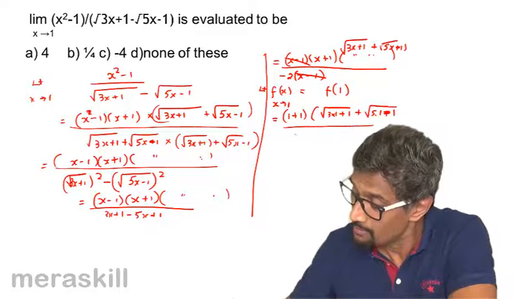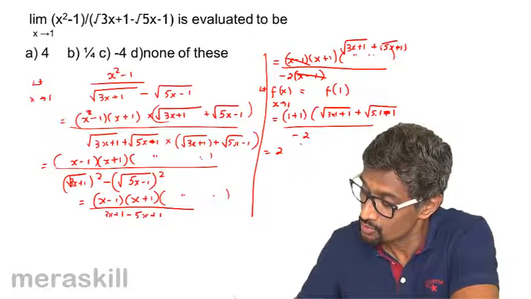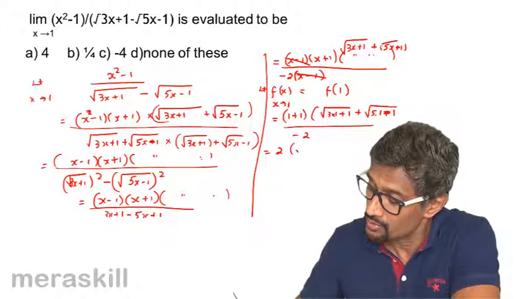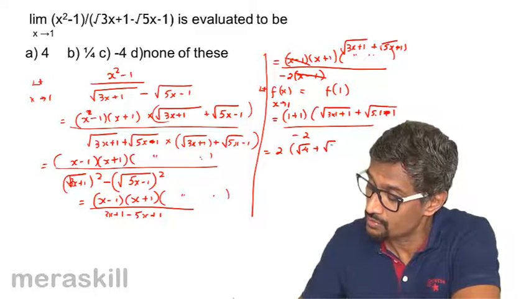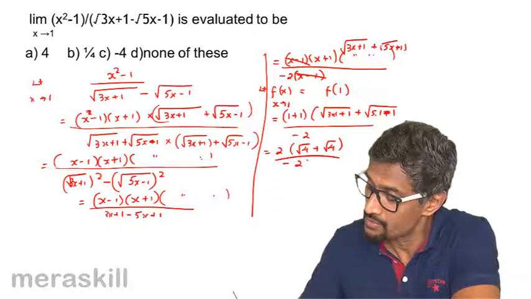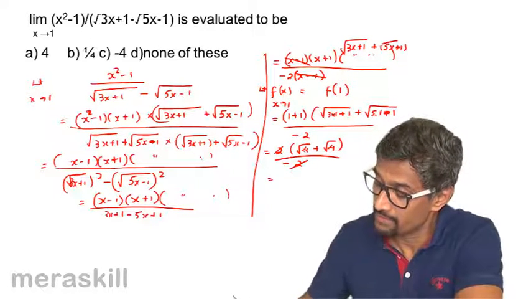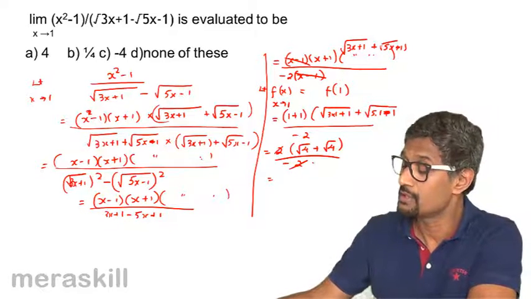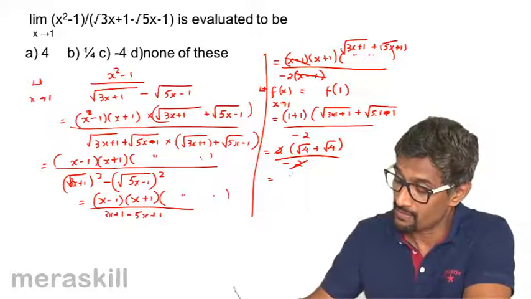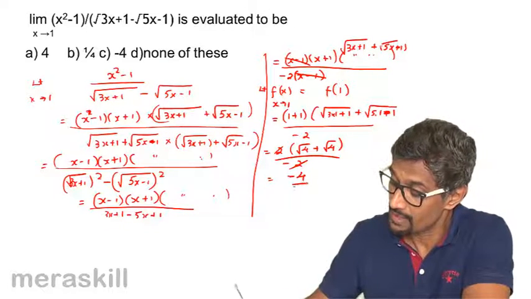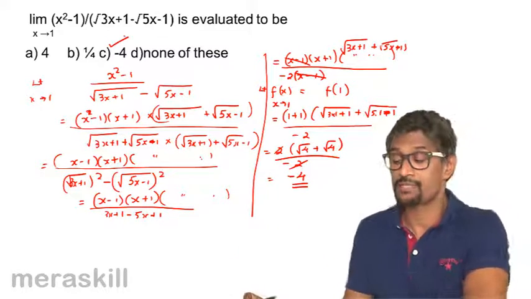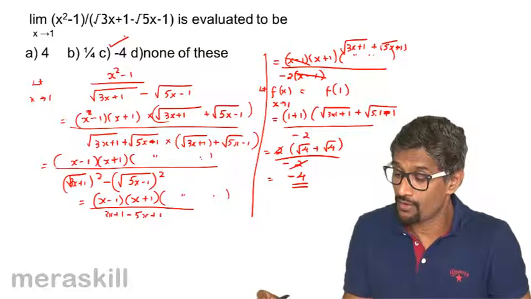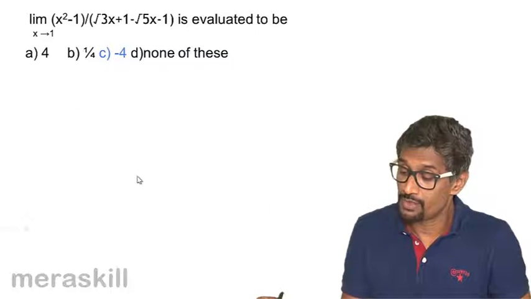So upon minus 2, this will turn out to be 2 into root 4 plus root 4 into 1 minus 1 upon minus 2. This gets eliminated. Then root 4 plus root 4 is 2 plus 2, 4 divided by minus 1. So it is minus 4. So among these options, we get the answer as minus 4. Yes, we do get it that way.